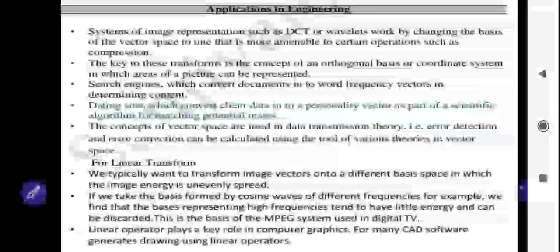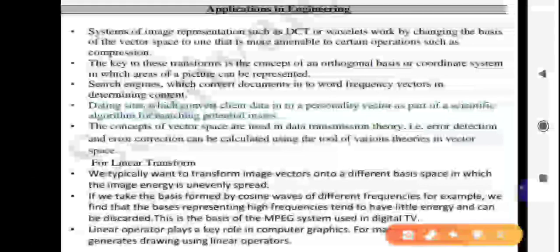So let us discuss some real life applications in engineering and in real life of vector spaces. Image representation systems such as DCT or wavelets work by changing the basis of vector space to one that is more amenable to certain operations such as compression. Second application, the key to this transform is the concept of an orthogonal basis or coordinate system in which areas of a picture can be represented.